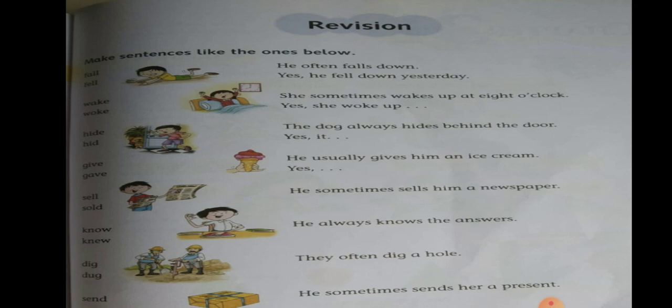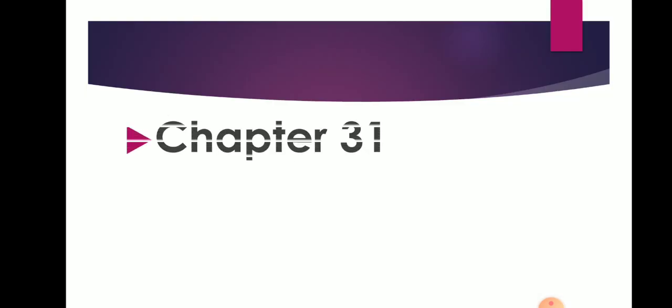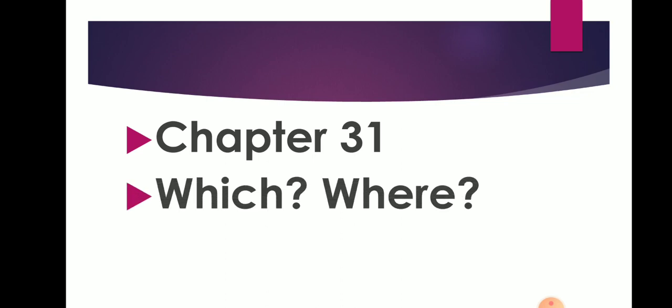I just told it thoroughly. Okay. Now the next chapter, which is chapter number 31. In this chapter, we have to use our WH words which are used for the questions. Which and where. First we have to use which and where.